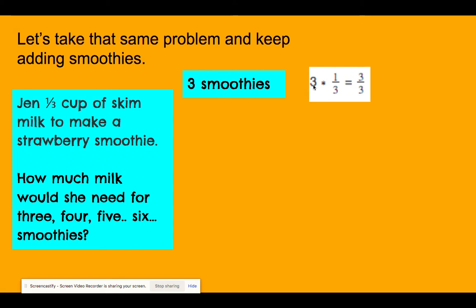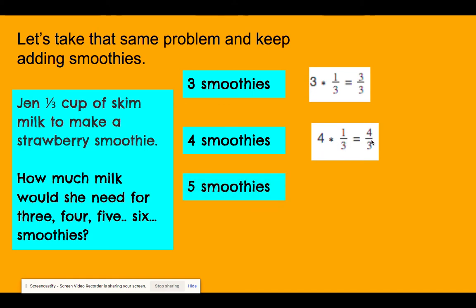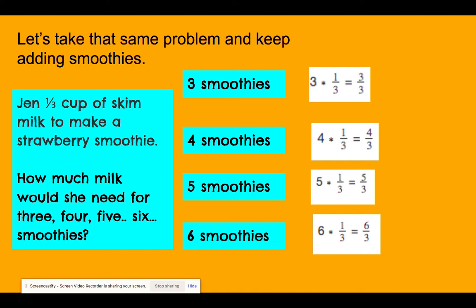We know that the multiplication equation for that would be 3 smoothies times 1/3 cup milk for each smoothie would equal 3/3. 4 smoothies, again, if we were looking at it as a multiplication problem, we would go 4 smoothies times 1/3 cup, and that would equal 4/3 cup. 5 smoothies, 5 times 1/3 cup again would be 5/3 cup.